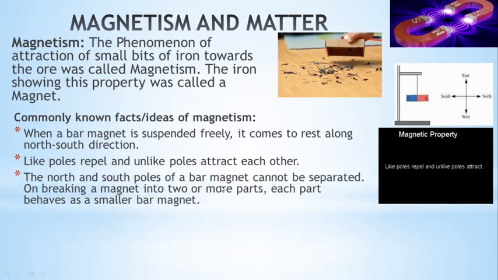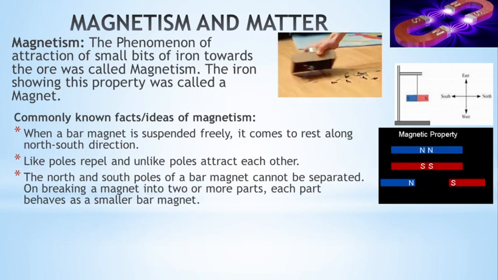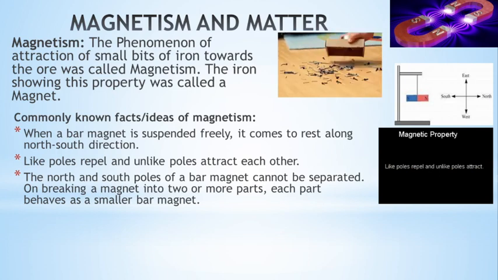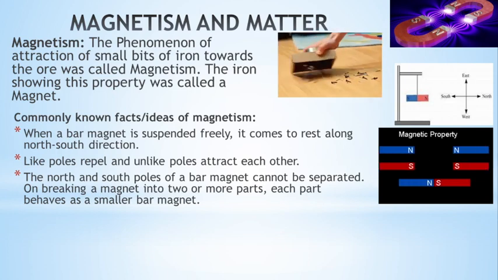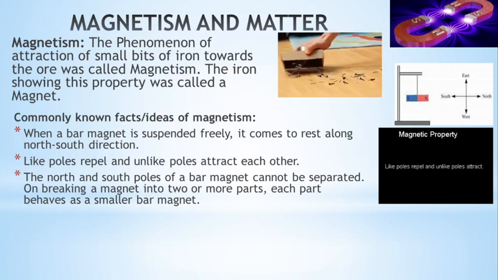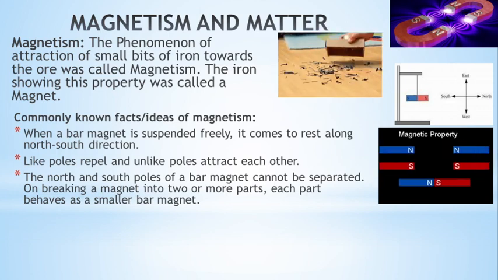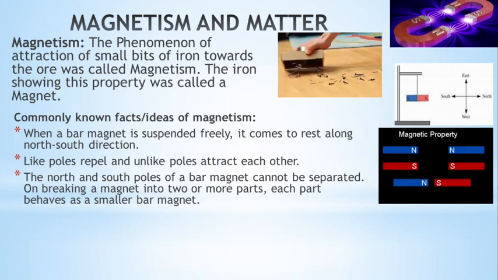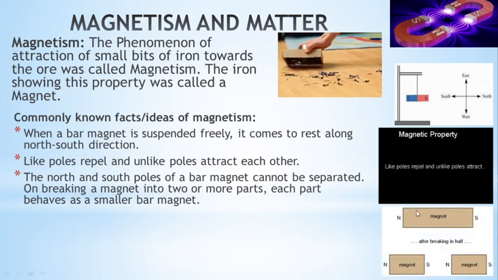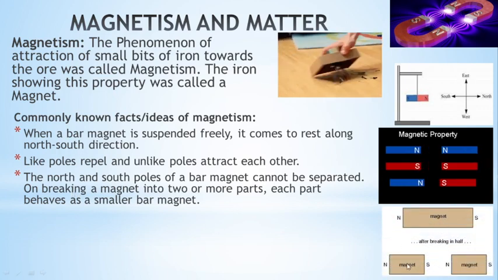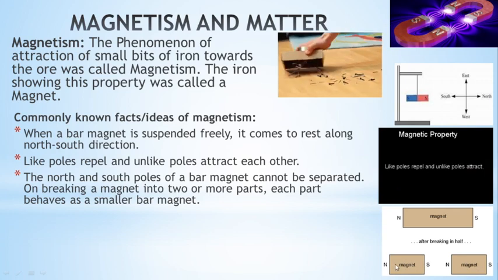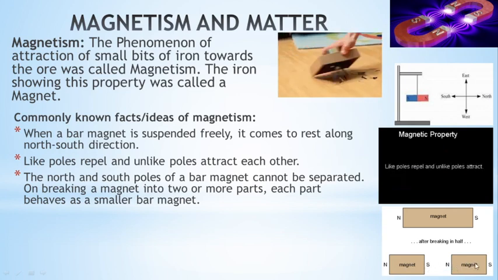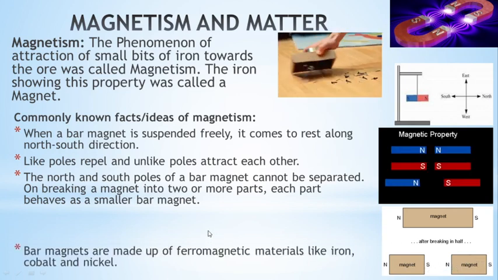And third one, the north and south poles of a bar magnet cannot be separated. That means if you break a magnet into two pieces or three pieces or many pieces, each piece behaves as a magnet. That means there is no separation of poles. Okay, see here, this is a magnet. If you break this, it will become two parts. In the first part, this one is north pole and this is south pole, and in the other, this is north pole and this is south pole, like this.